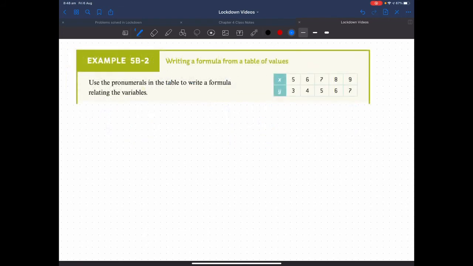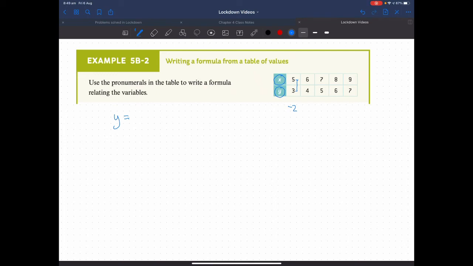Now we're asked to look at a table of values and try and write a formula. Now, the pronumerals they're using are X and Y. So we're going to have Y equals something. Now, if I look at my X's, I've got 5 going with 3. One way I can get from 5 to 3 is by subtracting 2. 5 minus 2 is 3.